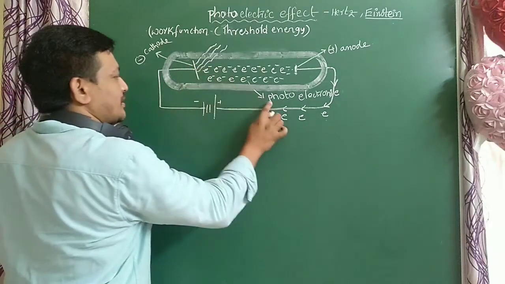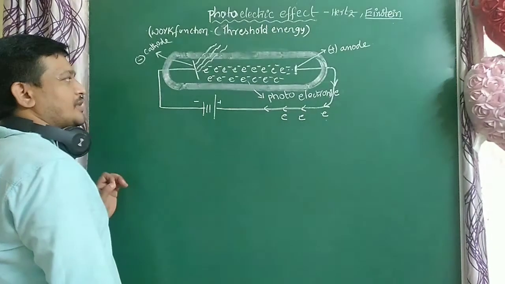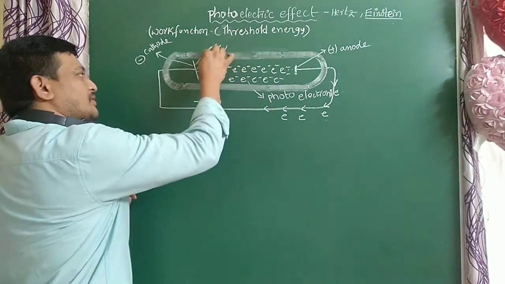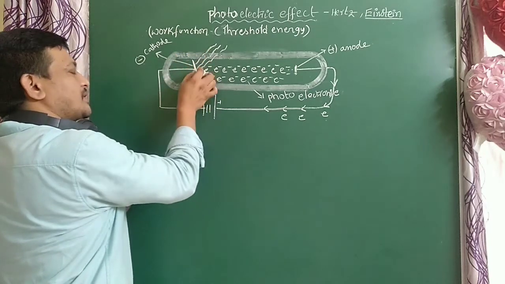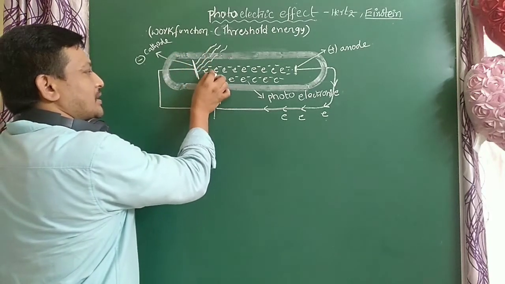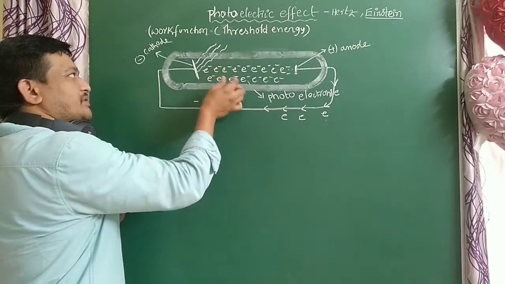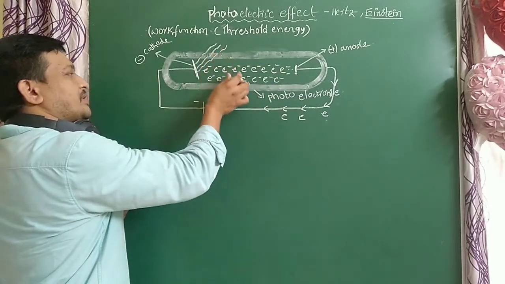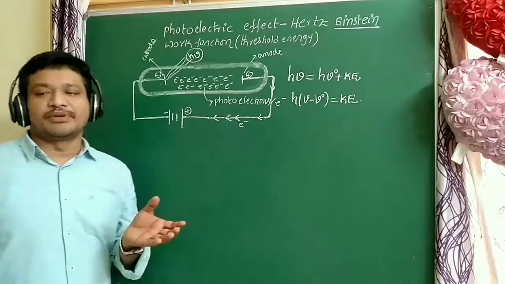Those electrons are called photoelectrons. The light falls on this metal surface, and this metal acts as the cathode. The electrons released from the cathode travel towards the anode. So this effect is called the photoelectric effect.